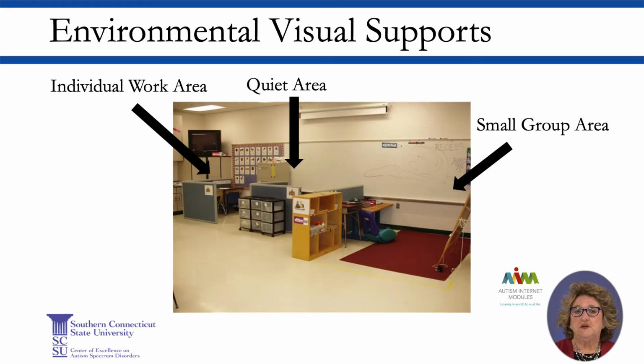This is an example of an environmental visual support, and again, seems simple, but classroom organization really helps our students with peer and adult interaction, transitioning from activity to activity. For instance, in this labeled picture we have an individual work area, a quiet area, and a small group area. And I'll be referring to some of these areas as I talk about specific visual supports as we proceed.